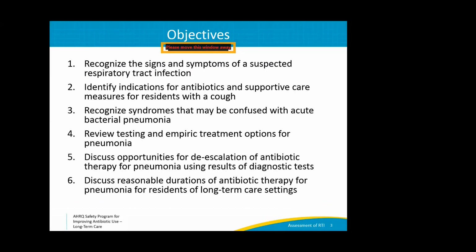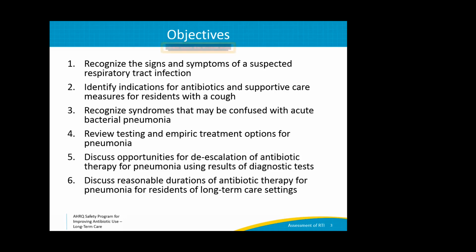Just to lay out our objectives for the session today, we're going to talk about how to recognize the signs and symptoms of suspected respiratory tract infections and the differentiation between some of the common respiratory infectious syndromes you're likely to encounter in your residents. We're going to talk about the indications for antibiotics versus supportive care alone for residents who are complaining of a cough. And we're going to talk about how to recognize some other syndromes, both infectious and non-infectious, that can be confused with acute bacterial pneumonia, but would not benefit from the addition of antibiotics.